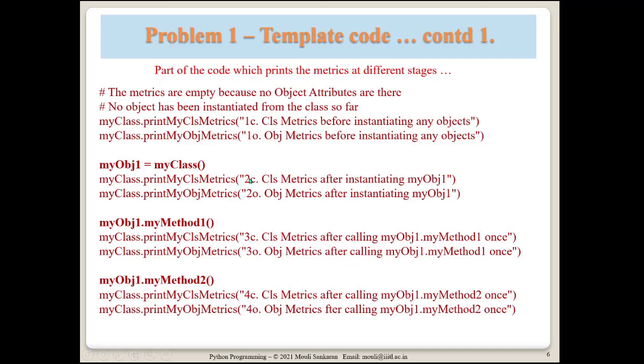So I have put a convention that 2C is the class matrix, O is the object matrix, and the second, third, fourth, like this. So my method 2 with respect to object 1. Okay, it's correct. Please remember, my method 2 is changing the object variable 2, but it could be called with object 1 because we have created only one object by now.